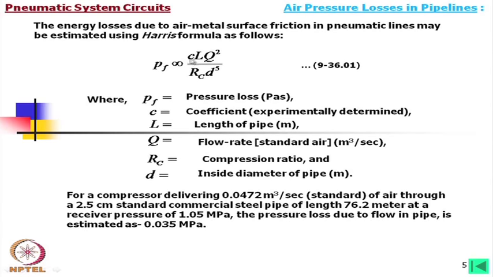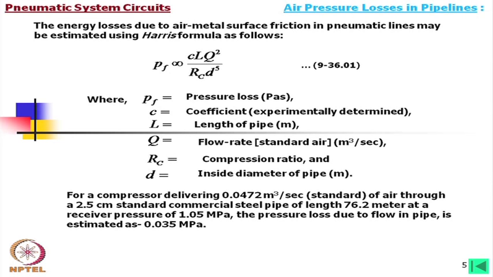Now, this C is to be determined considering the type of pipes, the type of conduits we are using. Usually in a pneumatic system, the main pipeline is of metal, that is not flexible, and metal means again it is steel. Nowadays stainless steel pipe is also being used because of the low production cost for stainless steel. Otherwise, previously ordinary steel was being used, it is medium carbon steel, not alloy steel.